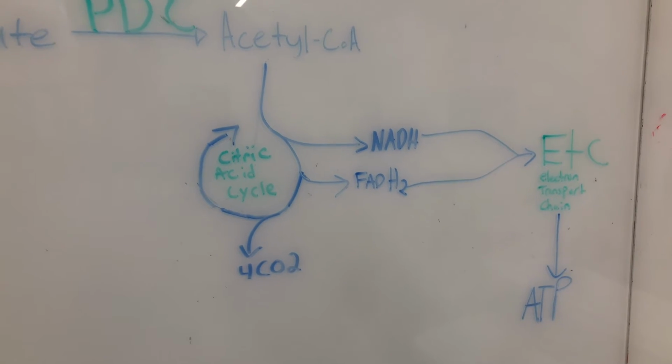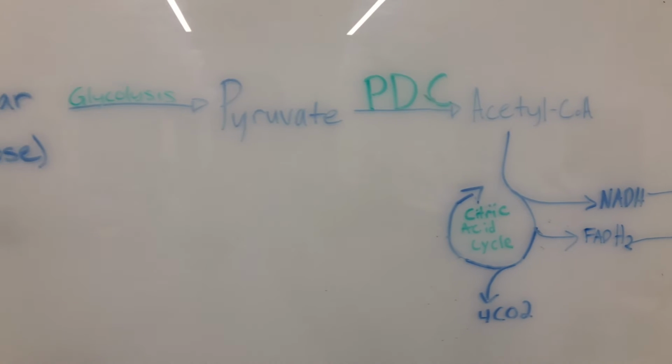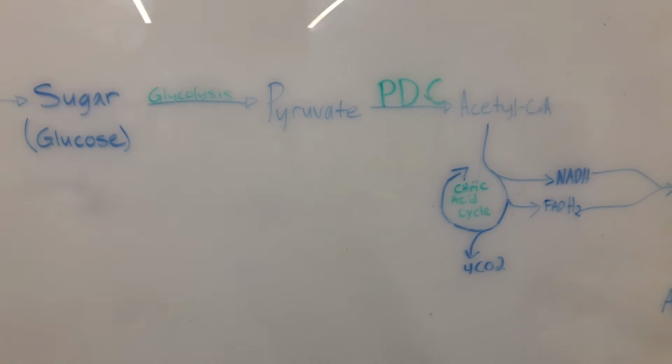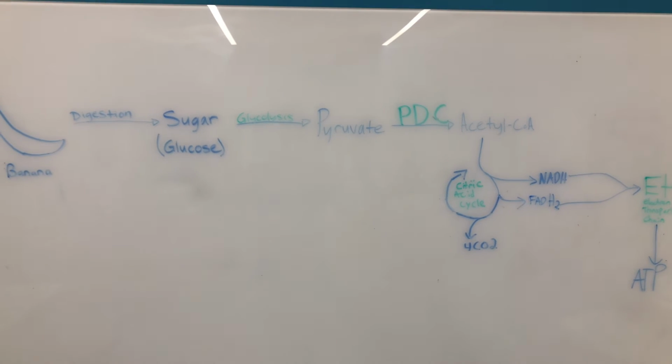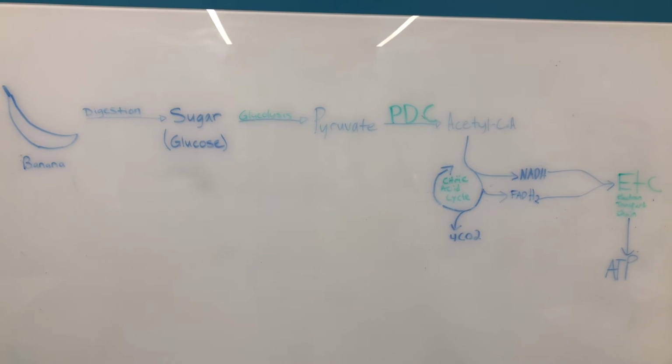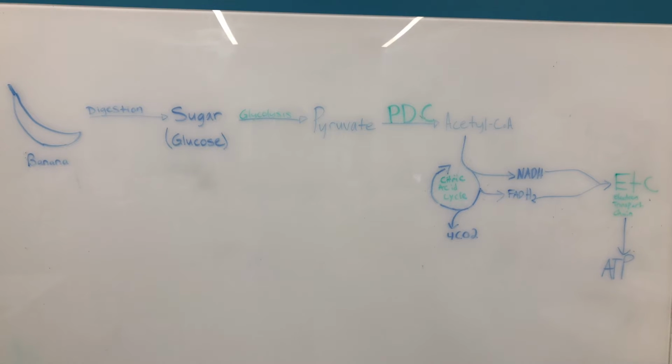There are many different key enzymes that act like gatekeepers to the many parts of metabolism. This video will focus on the one between glycolysis and the citric acid cycle, known as Pyruvate Dehydrogenase complex, or PDC for short.